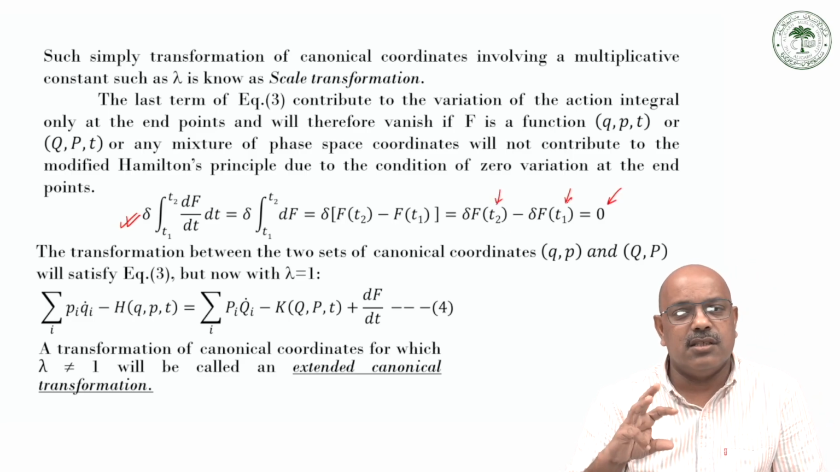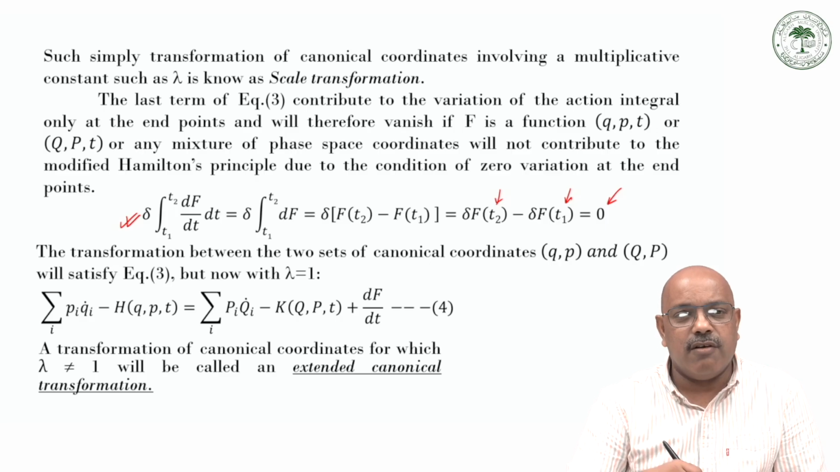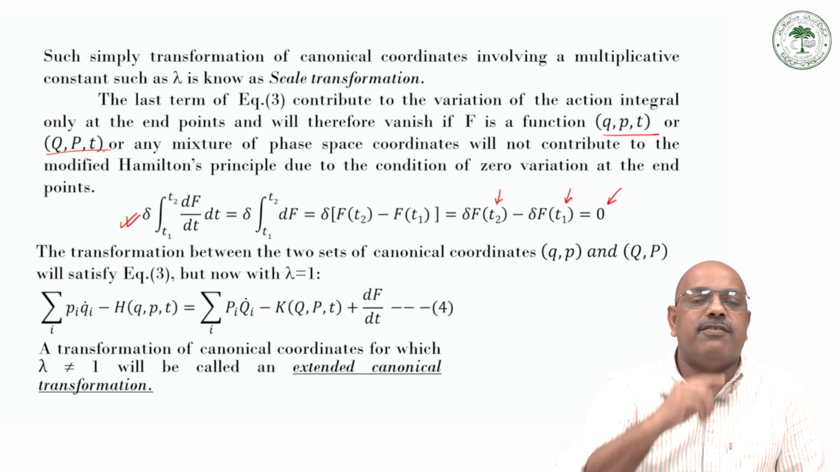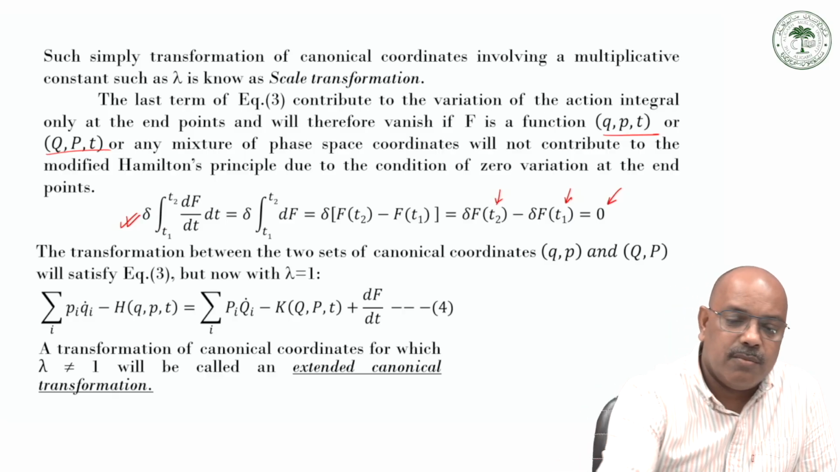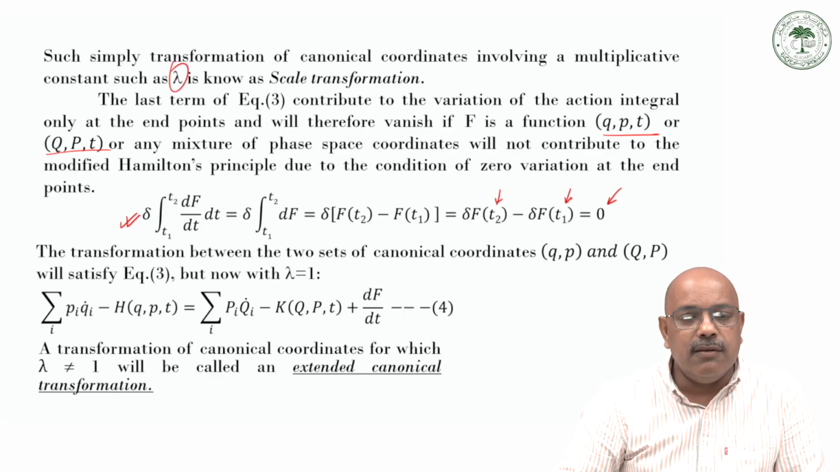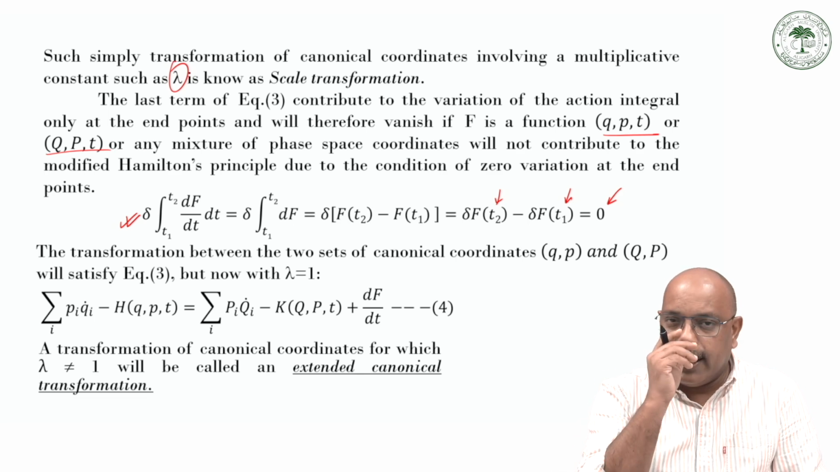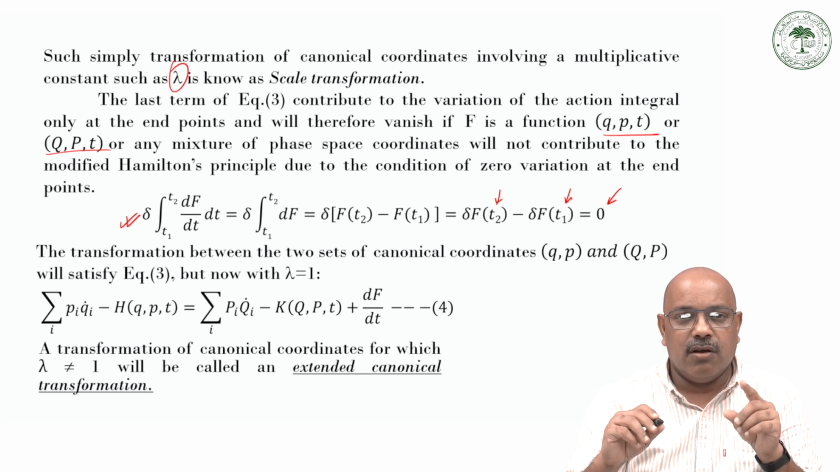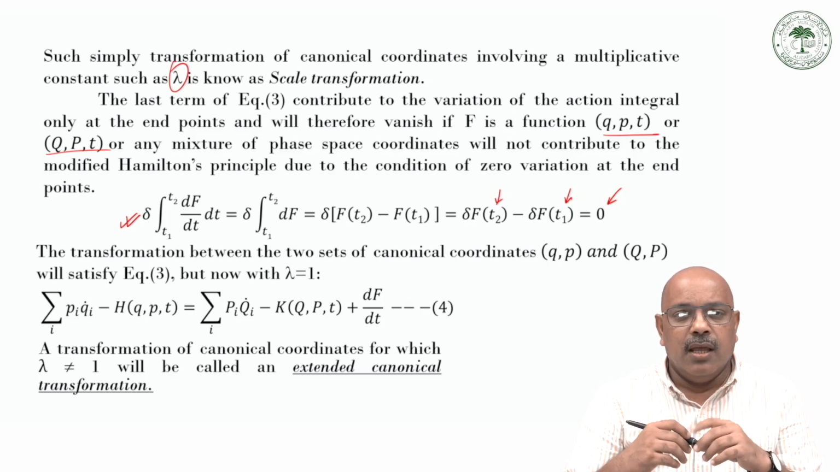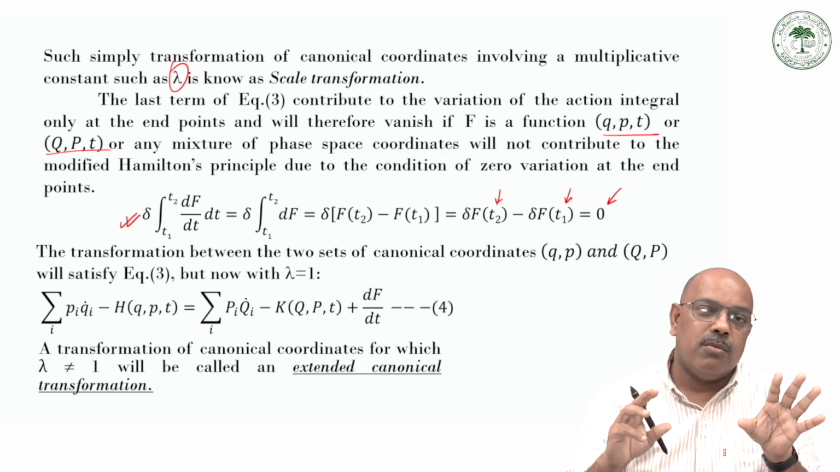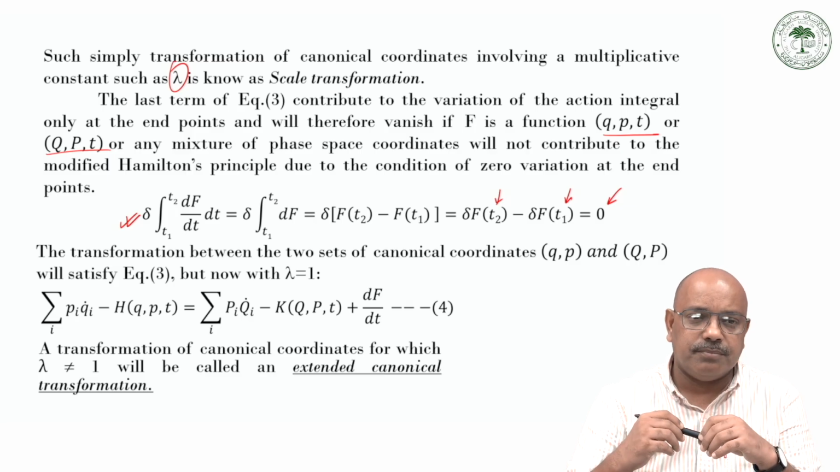That is demanded, and that f can be a function of q, p, t, and can be a function of the old coordinate as well as the new coordinate, but lambda was just a multiplicative constant. So that was the scale transformation. And the second demand is that the variation of the term which you add, the time derivative of that function f, is going to vanish at the endpoints, because you have to follow the modified Hamilton transformation equation.